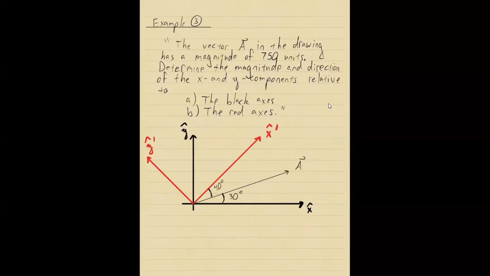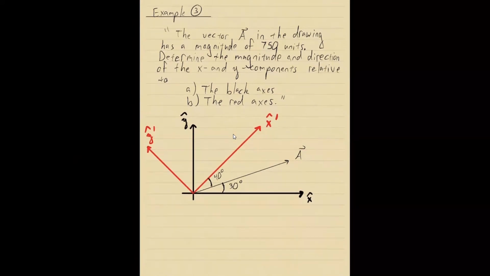So the problem says determine the magnitude and direction of the x and y components of the vector. That doesn't really make sense. The problem is asking us to find the components of A in the x and y direction, as well as in the x prime and y prime direction. So don't be thrown off by that too much. Okay, let's begin and see how we go about doing this.